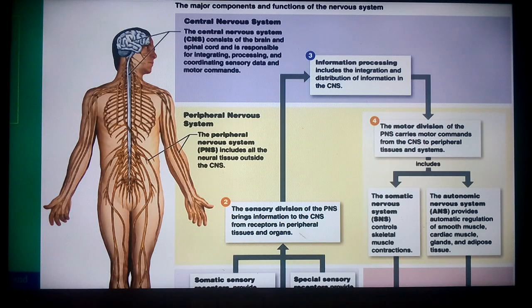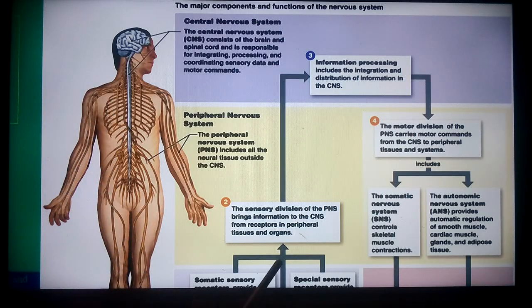So this process constitutes information processing, which includes integration and distribution of information within this central nervous system. This information is then relayed into the peripheral nervous system, and this is going to be the motor division of the peripheral nervous system, which carries motor commands from the central nervous system to the peripheral tissues and systems that we're going to see in the body.